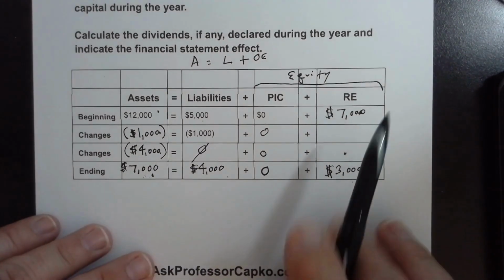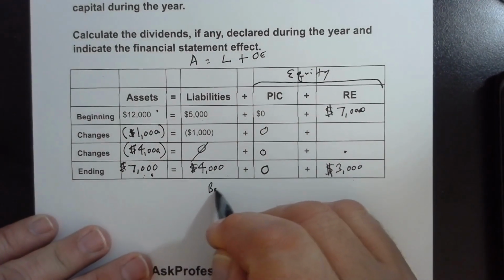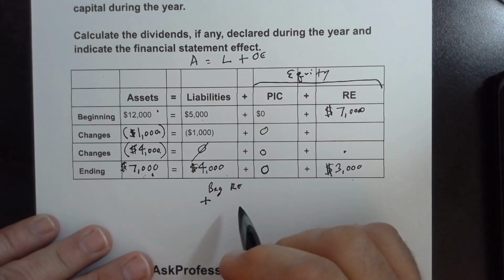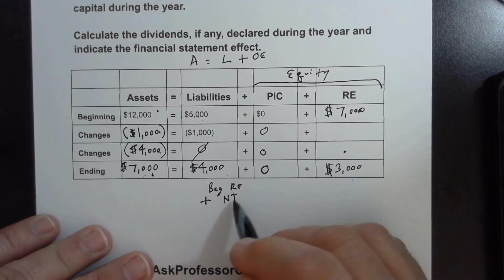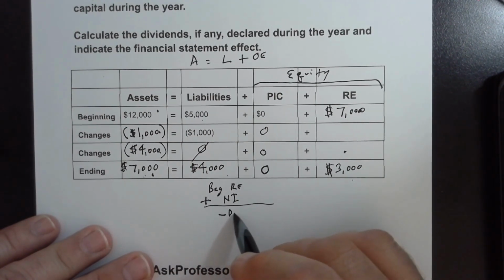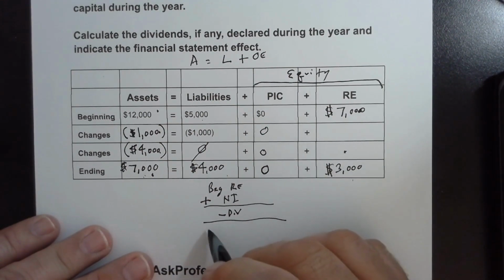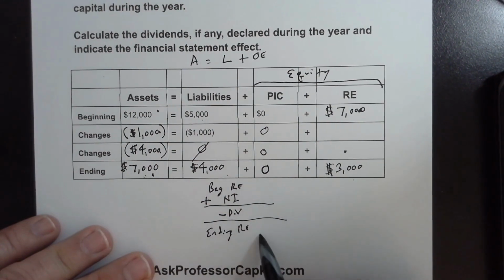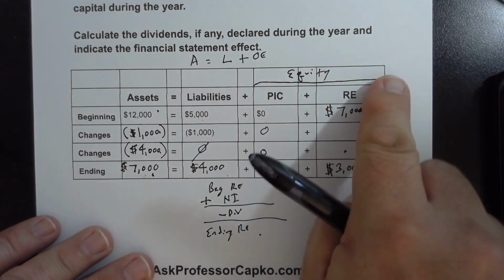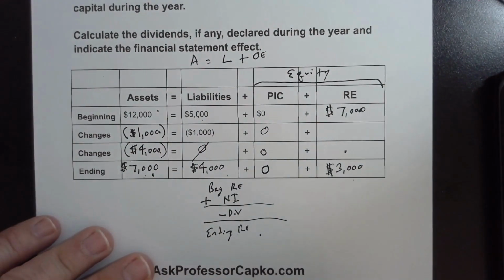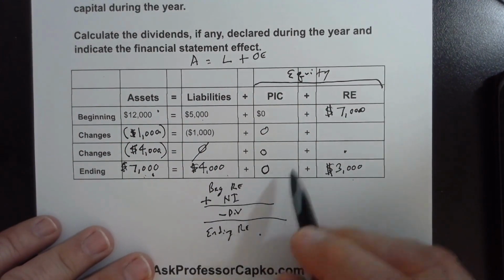Just to refresh your recollection, if you don't recall, we have beginning retained earnings, and to that we add our net income. If it's a net loss, we'd subtract it. That gives us a new number from which we subtract our dividends, and then that would give us our ending retained earnings. So that would be how we figure it out. I've got a video linked above where I've done some calculations like that, going from beginning retained earnings to ending retained earnings. So what do we have here?